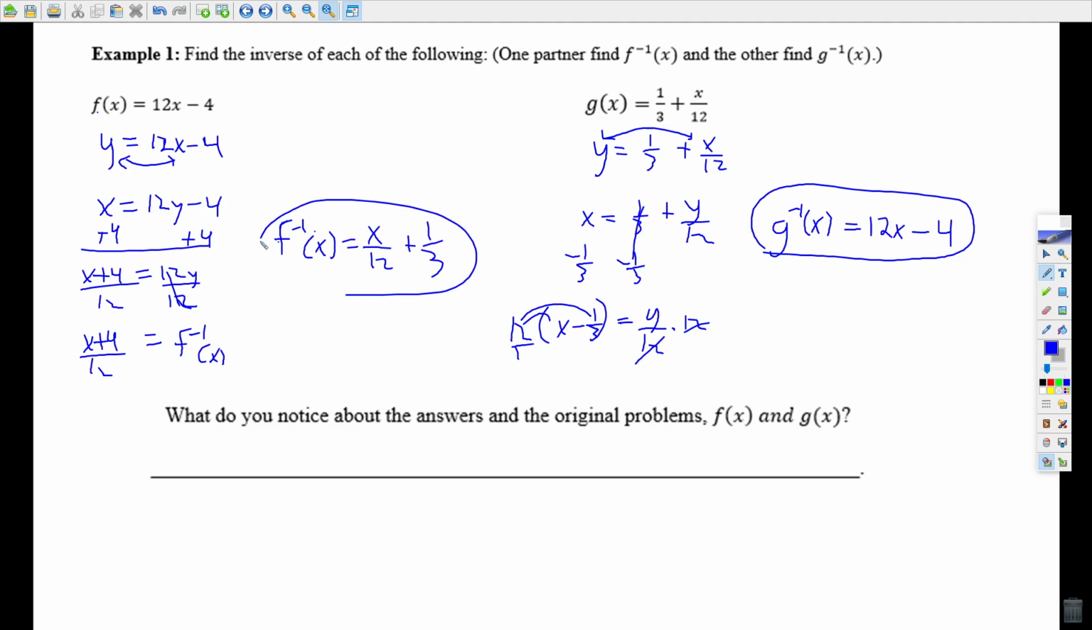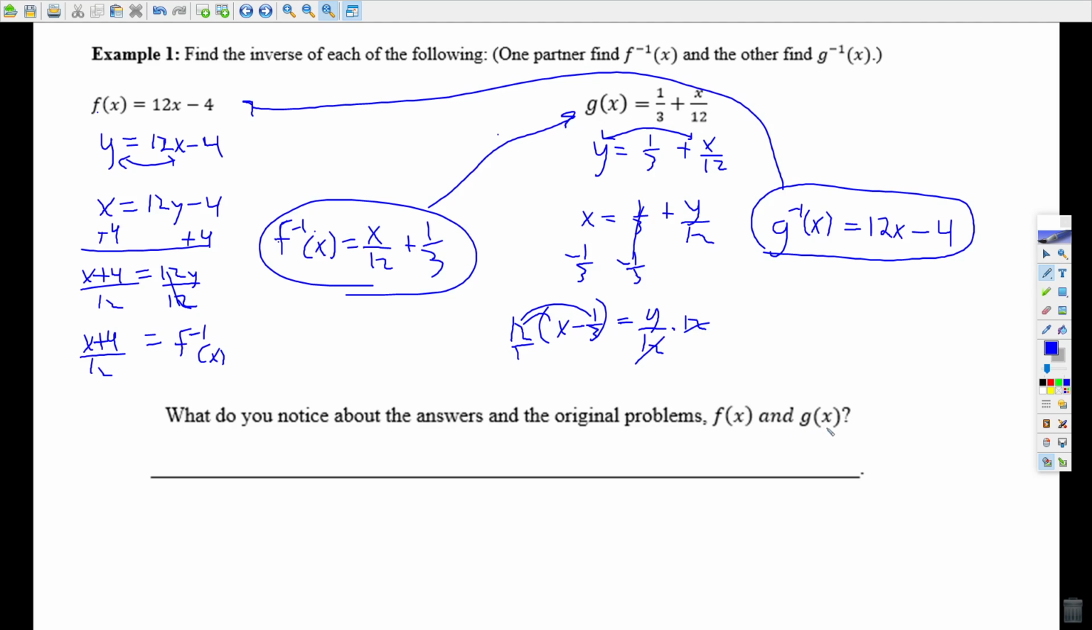Now, hopefully you notice something about these two answers. What do you notice about the answers in the original problems for both of these? This inverse that we got with f of x is actually the original problem that we started with, g of x. And over here, when we did the inverse of g of x, we actually got back the answer that we started with over here.